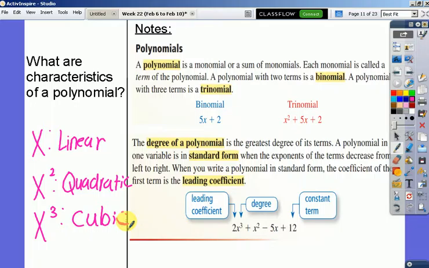When you write a polynomial in standard form, the coefficient of the first term is the leading coefficient. A lot of people, a lot of math teachers, and a lot of math theorems that you'll learn, especially in Algebra 2, have to do with the leading coefficient. Something about the leading coefficient is going to help you solve the problem or graph the equation, etc. So you need to know what a leading coefficient is, what standard form of a polynomial is, and how to read the degree of the polynomial. Do you have any questions about this slide?